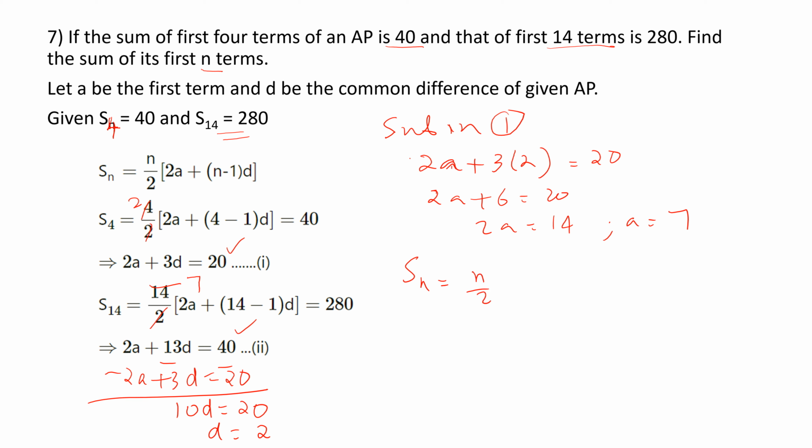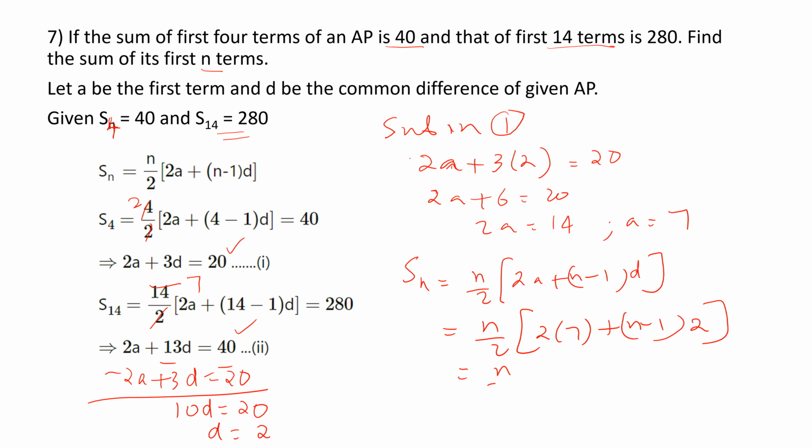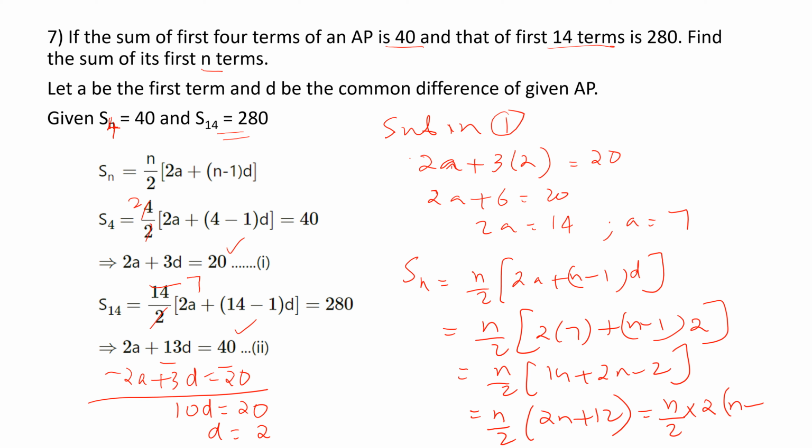Sn is equal to n by 2 into 2a plus n minus 1 into d, and n by 2 into 2 into 7 plus n minus 1 into common difference is 2. Open the bracket. N by 2 into 14 plus 2n minus 2. And 14 minus 2 is again 12. So n by 2 into, inside the bracket you will get 2n plus 12. So n by 2 into, common factor is 2. So you will get n plus 6.